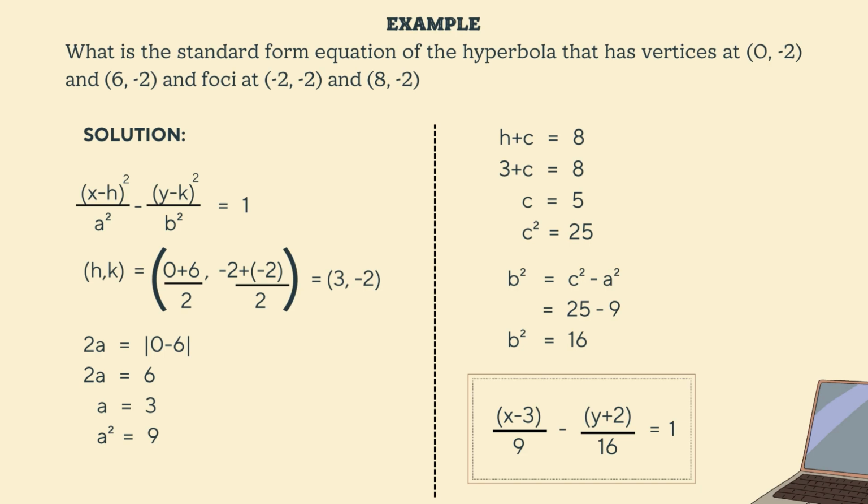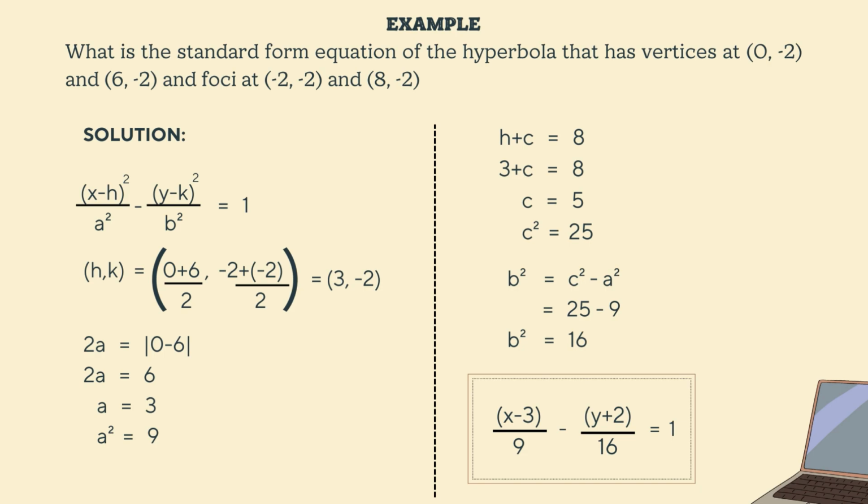Thus, the equation of the hyperbola we will have is of the form (x - h)² over a² minus (y - k)² over b² equals 1. First, we identify our center, which is (h, k). The center is halfway between the vertices (0, -2) and (6, -2). Applying the midpoint formula, we have (h, k) equal to ((0 + 6)/2, (-2 + -2)/2).